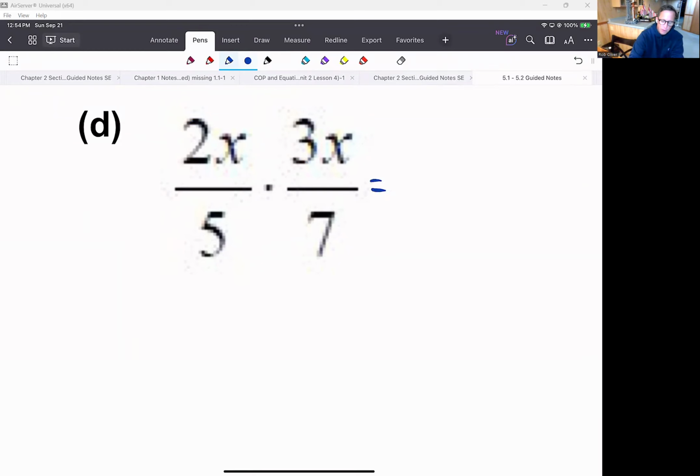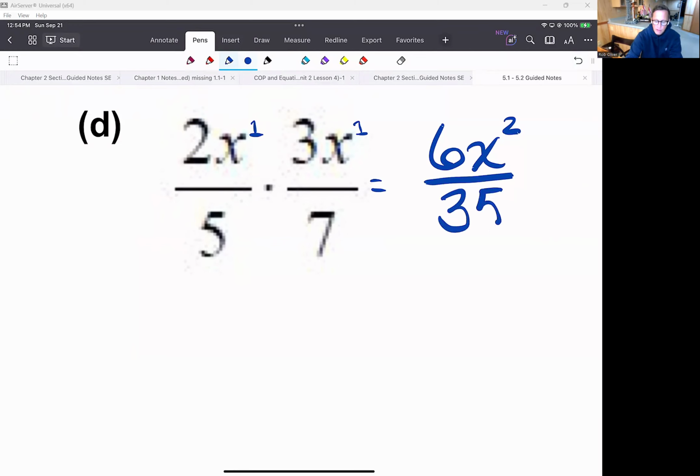So 2x times 3x. Well, 2 times 3 is 6, and x times x is x squared. We're kind of using that product rule right there. 1 plus 1 is 2, right? That is what that is. And then 5 times 7 is 57. No, it's not. I was joking. It's 35.